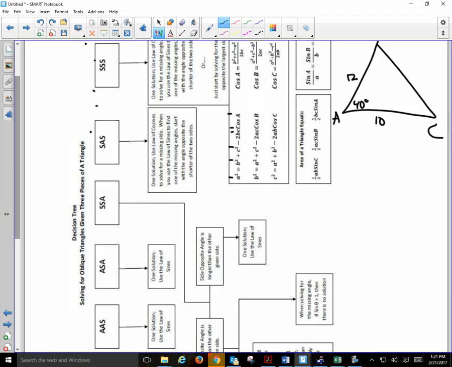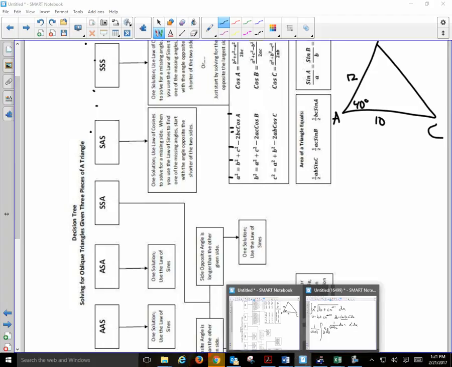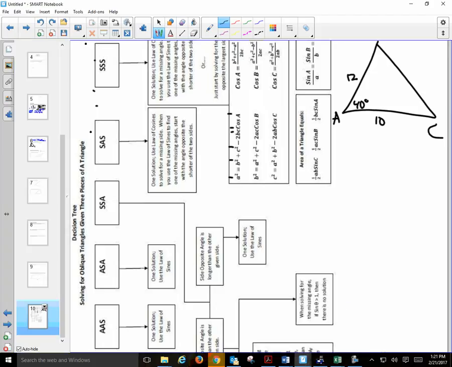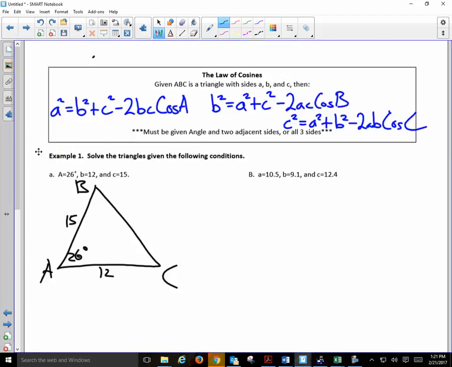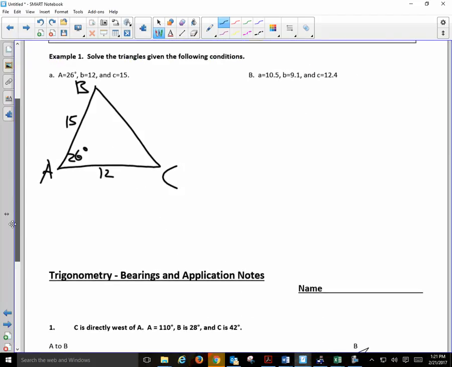Use the law of cosines. So we use the law of cosines. We want to find a missing side. Which side do you think we're going to try to solve for? We're going to find side A because then we'll have an angle and its opposite side. So angle A is 26. Angle B, angle C, side A, side B is 12, and side C is 15.